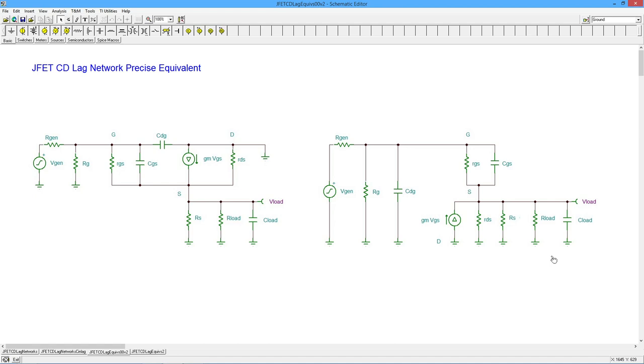Well, this is a little, what's the word I'm looking for? It's a little cranky compared to the schemes we've been looking at before. For starters, we have a controlled current source. Well, this controlled current source, the controlling element is VGS. Where's VGS? It's right here, gate-source.